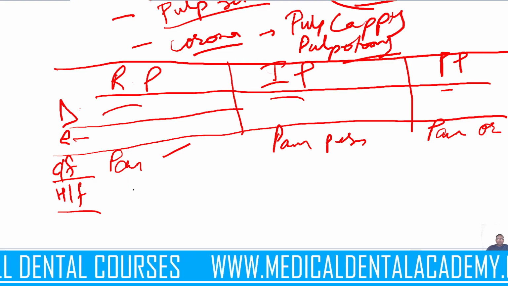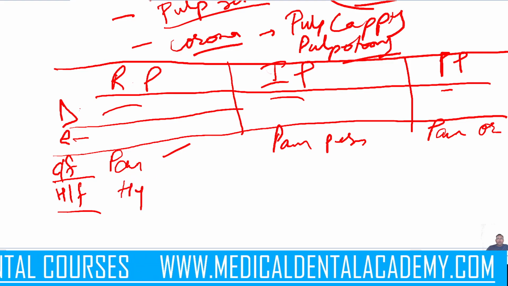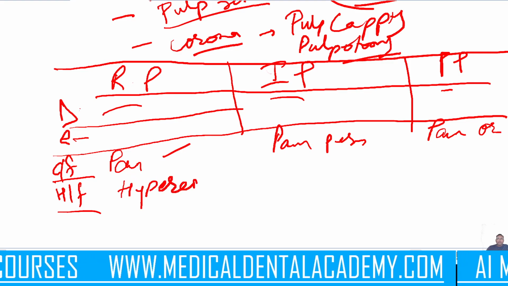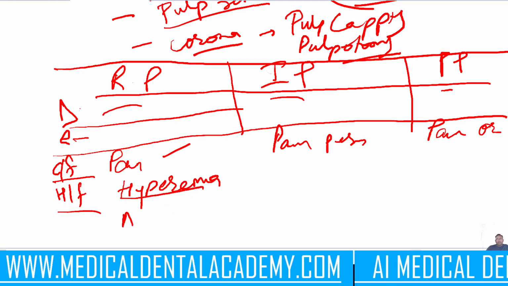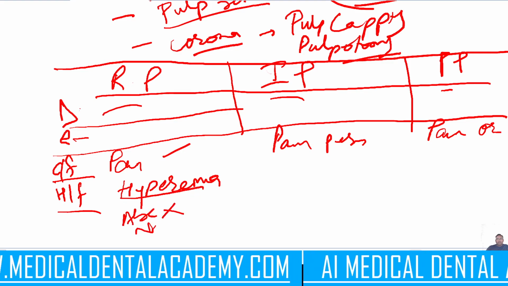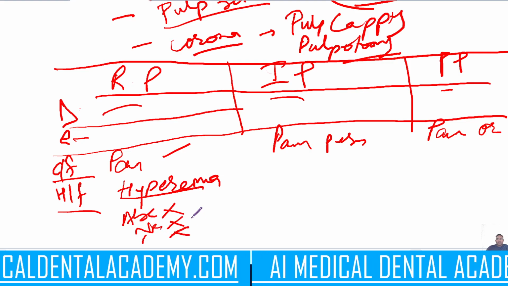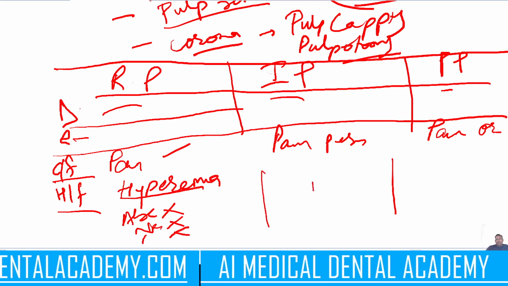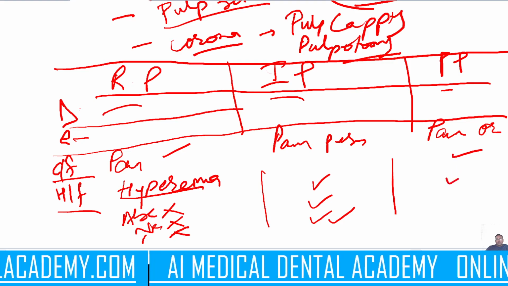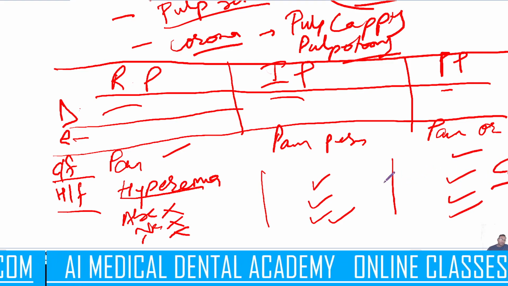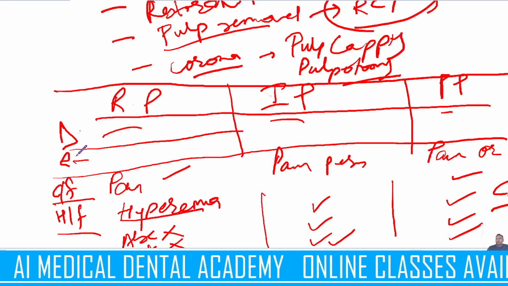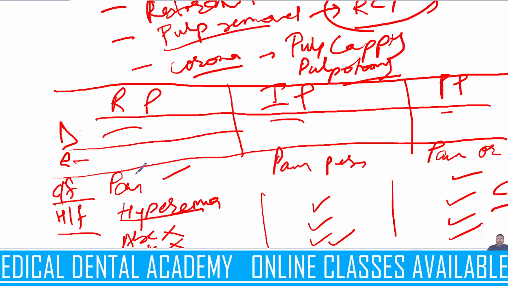Histopathological features will be somewhat different. Here only hyperemia will be there. Inflammatory cell infiltration will not be there. Abscess will not be there. Necrosis will not be there. Degeneration will not be there. Here everything will be there, but of acute condition. Here everything will be there, but of chronic condition. Okay. In this way, you have to differentiate and add your points.